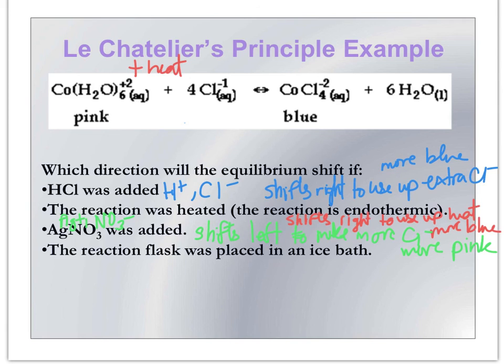Okay, last one. The reaction flask is placed in an ice bath. If it is placed in an ice bath, remember we said that this was endothermic, so heat is on the reactant side. If I place it in an ice bath, that means I'm removing some of that heat. So now I don't have as much heat as I need. What do I do to make up for that? I shift to the left to make more heat, to produce more heat.